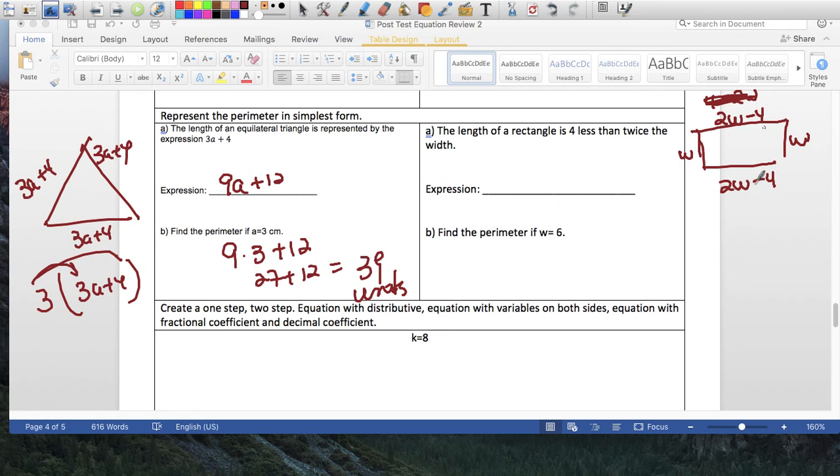Again, I want an expression for the perimeter. You can just add all the w's. You get 2w plus 2w plus w plus w, that's 6w. And minus 4 is minus 8, so that's the perimeter of my rectangle simplified. Now, substitute the w with 6, so I get 6 times 6 minus 8. 6 times 6 is 36. Minus 8 is going to give us 28 units.